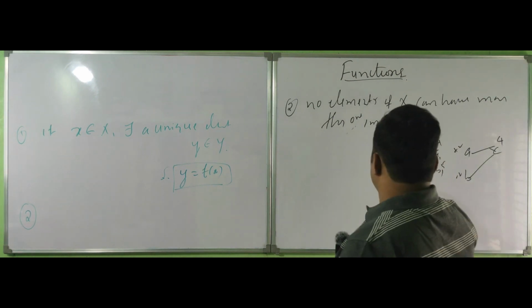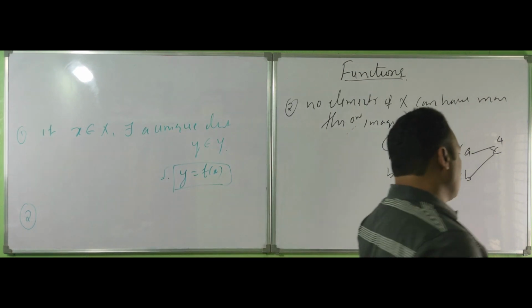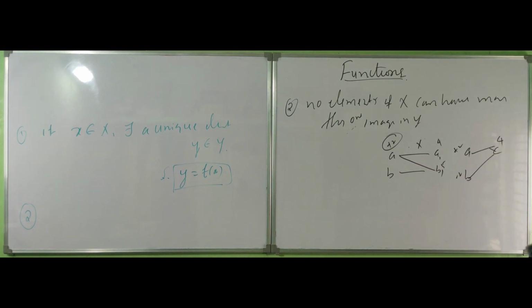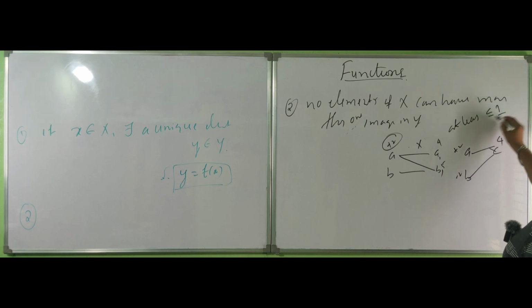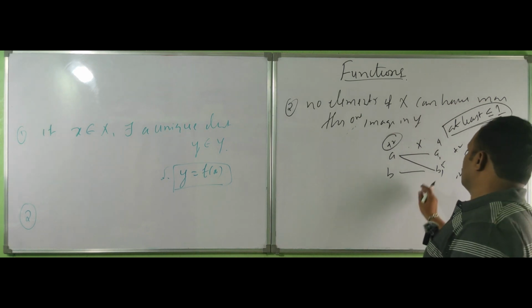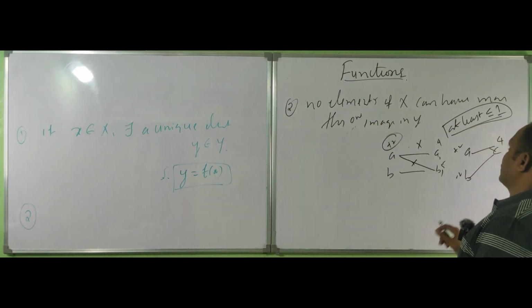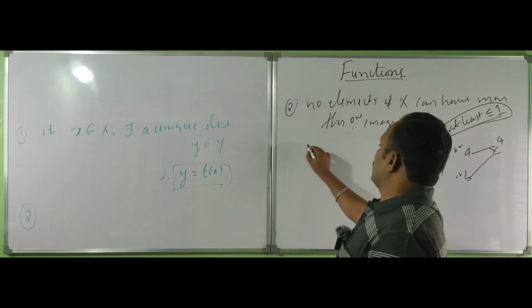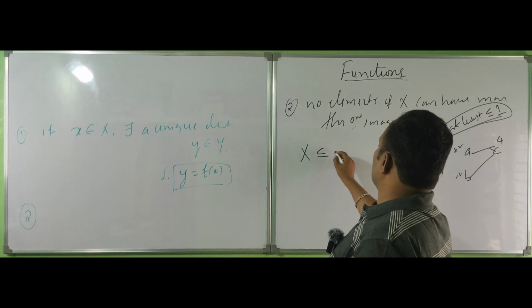We do not have a relation to make such. So each element of X has at most one image. At most means less than or equal to 1. No element of X can have more than one element, so the count should be less than or equal to 1.